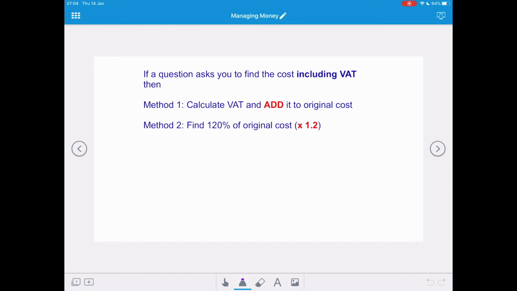Now, if a question asks you to find the cost including VAT, then method 1 is to calculate the VAT using one of the strategies on the previous slide and then add it to the original cost because we know it's value added tax. The second method is that we use our percentage increase knowledge. So we know that we've got a 20% increase. That means we've got 120% of our original cost. So our multiplier is 1.2. So we multiply by 1.2 to find the total including VAT.